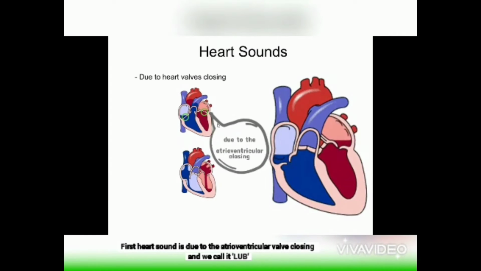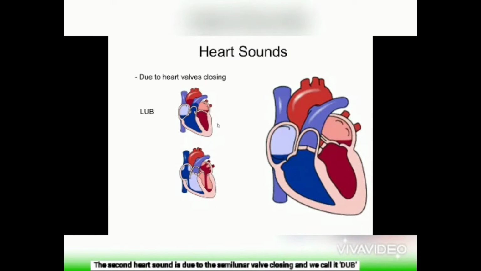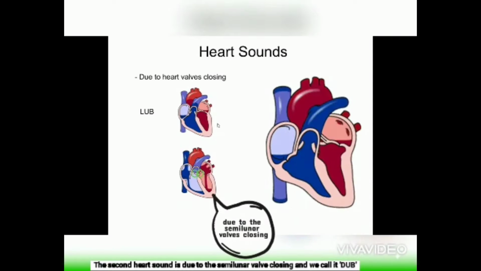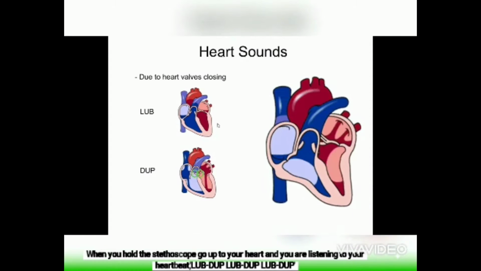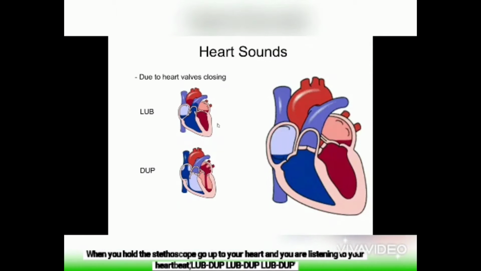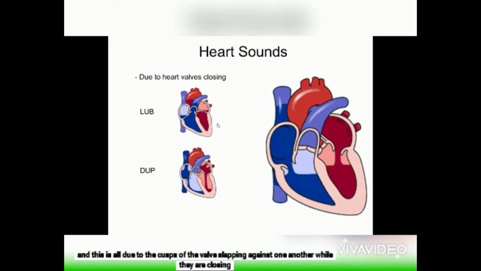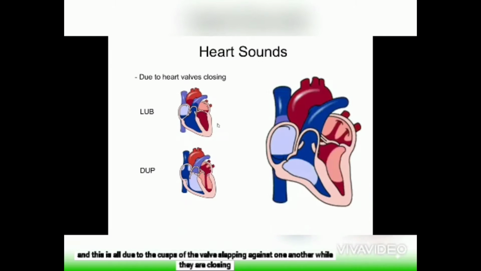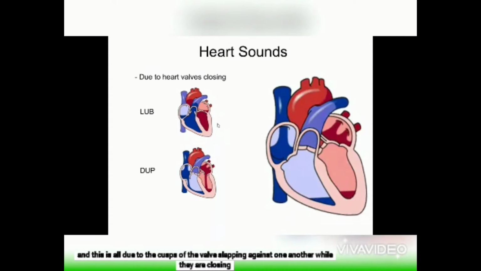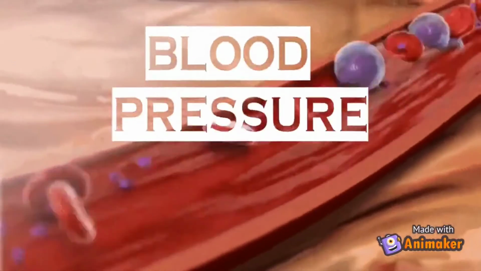The first heart sound is due to the atrioventricular valves closing, and we call it lup. The second sound is due to the semilunar valves closing. And so when you hold the stethoscope up to your heart and you are listening to your heartbeat, lup dup, lup dup, lup dup. And this is all due to the cusps of the valves slapping against one another while they are closing.